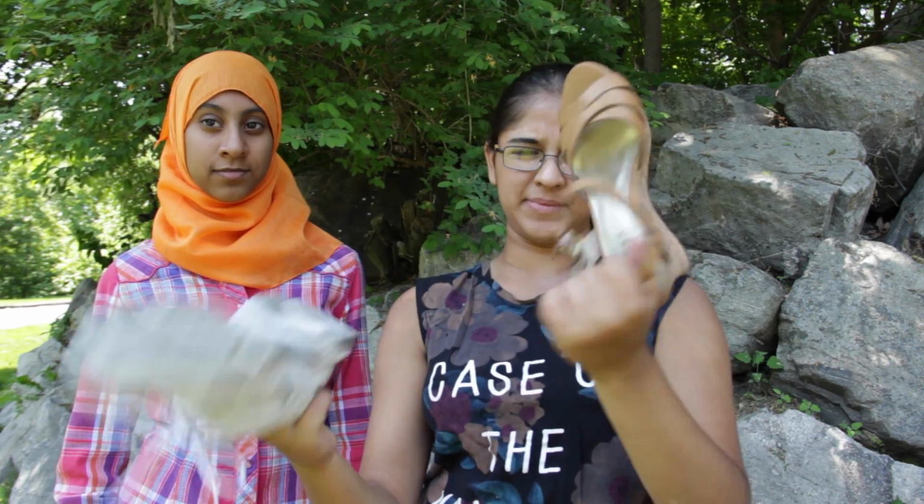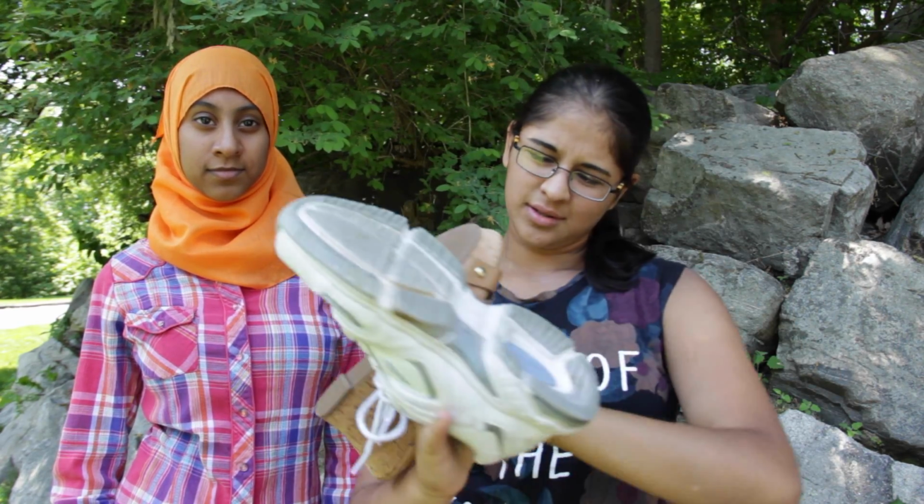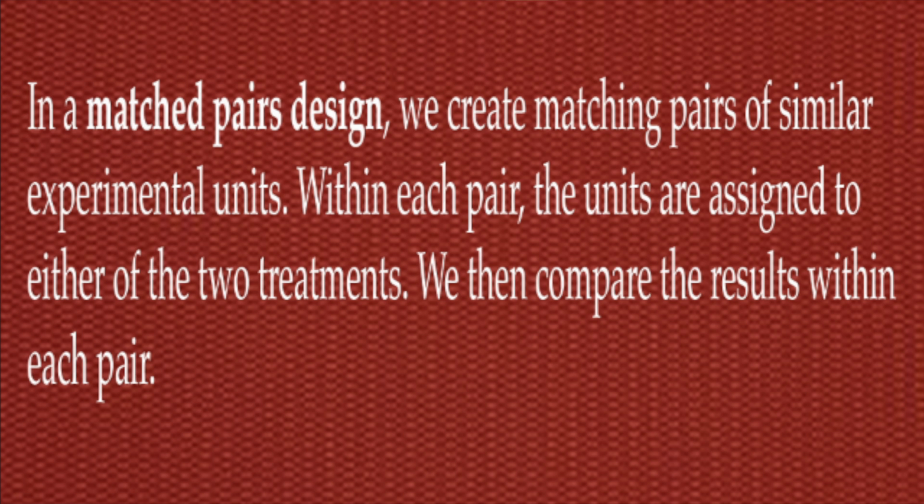So, I'm not really sure how to set up this experiment. Maybe I should just use a block design. Not quite. See, we need to reduce confounding as much as possible. So really, you should use a matched pairs design. What's that? You really are clueless, aren't you? Oh, hush up. In a matched pairs design, we create matching pairs of similar experimental units. Within each pair, the units are assigned to either of the two treatments. We then compare the results within each pair.